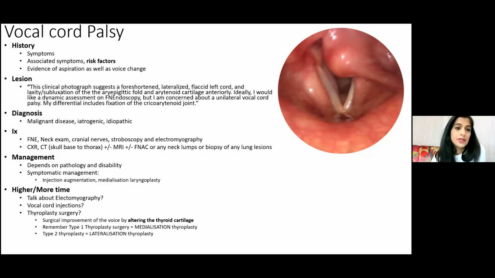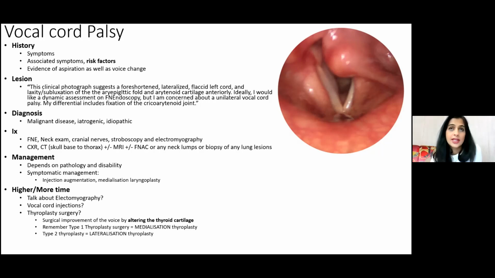I think there's plenty to talk about in vocal cord palsy. I think it's unlikely that you'll be pushed for higher order questions, but if you did have time and get to that point, they may ask you to describe electromyography. They may ask you to describe how it's done, or they may ask you to describe what its principles are. You probably just need a short answer for that, but I wouldn't spend too long learning about electromyography.